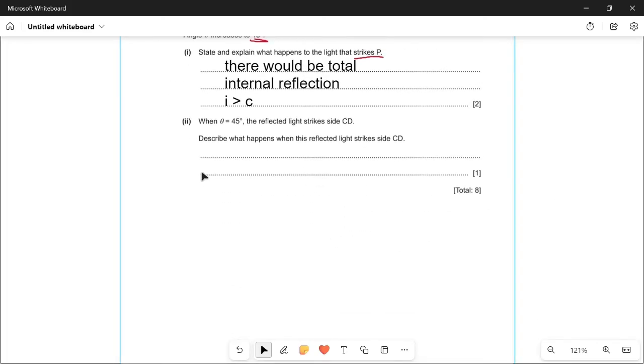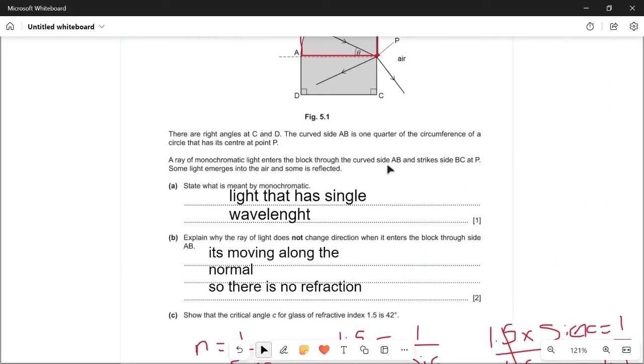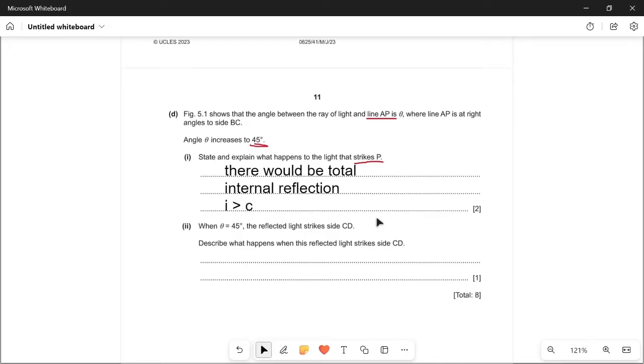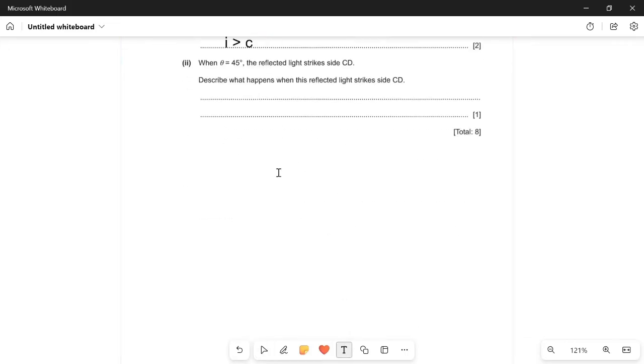When theta equals 45 degrees, the reflected light hits side CD. Describe what happens when this reflected light strikes side CD. So let's go back to the diagram. We can see that the reflected light hits side CD. If it hits side CD, this is going to act like a mirror, and it's going to be reflected. So all the light is going to be reflected back. So we can write: all the light is reflected.